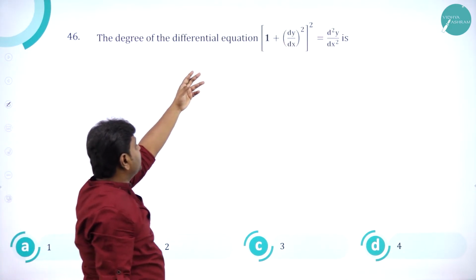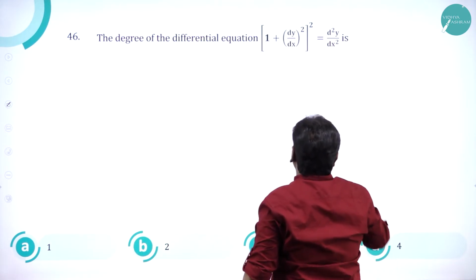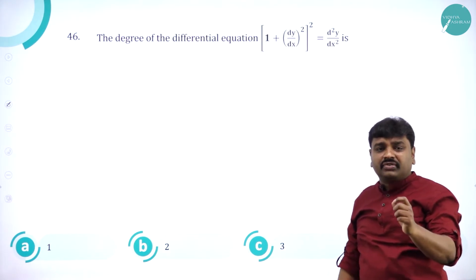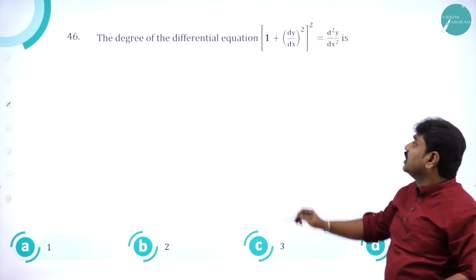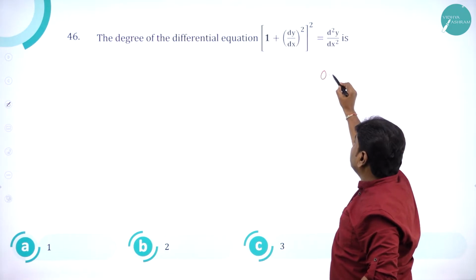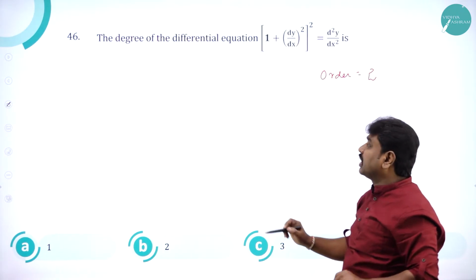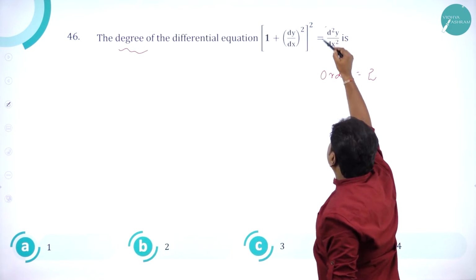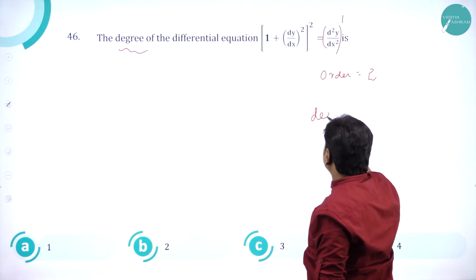Degree of the differential equation: 1 plus dy by dx the whole square is equal to d square y by dx square. First, what does degree mean? First you should recognize the order, then its power will help you find the degree. This is a once-differentiated term, this is a twice-differentiated term. So the order is 2, but they only want the degree. The ordered term's power is not given, which means the power is 1. So the degree is 1.